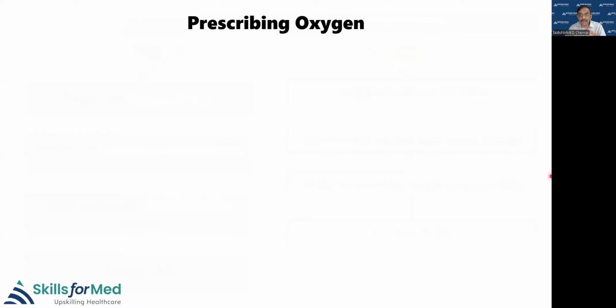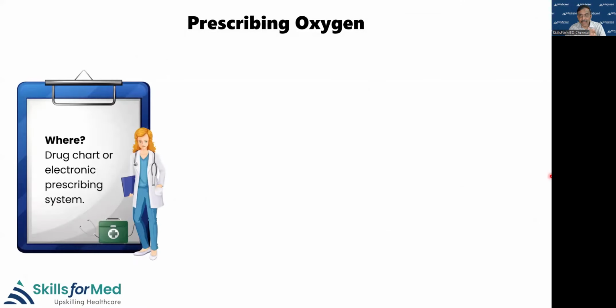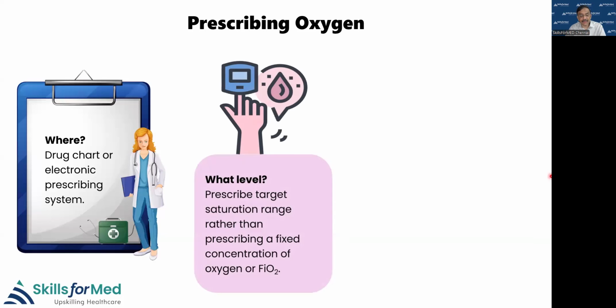Now, oxygen is a drug, as I told you, it has to be prescribed. So in most hospitals, it's still a verbal order, but in your drug chart, there should be a section where oxygen should be prescribed. So when you prescribe the oxygen, prescribe the target range, because type 1 or type 2, okay? So is it 94 and above or 88 to 92? That is more important for the person who's actually administering oxygen at the bedside, the nurses.